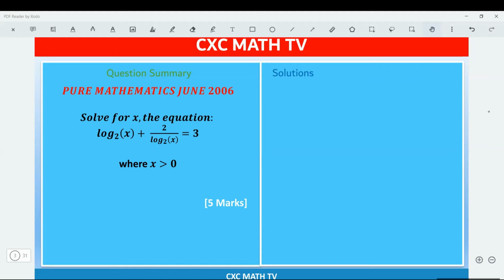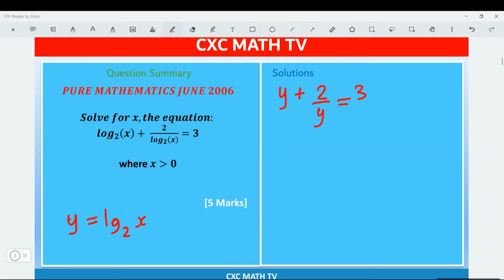Now a question like this, you should be looking and just laughing at it because this is clearly in a form that resembles a quadratic. So what I want us to do is start by calling y equal log to base 2 of x. If we call y log to base 2 of x, then this equation looks like y plus 2 over y is equal to 3. Easy.